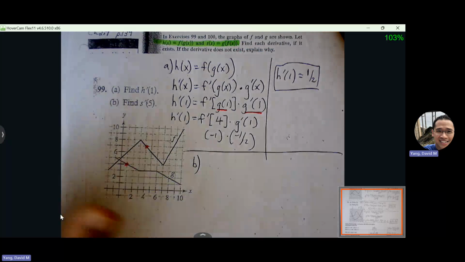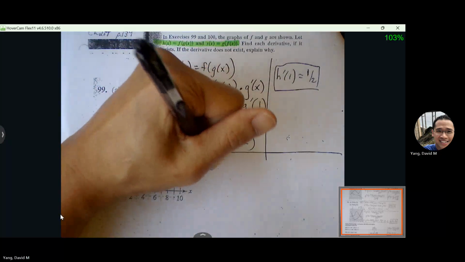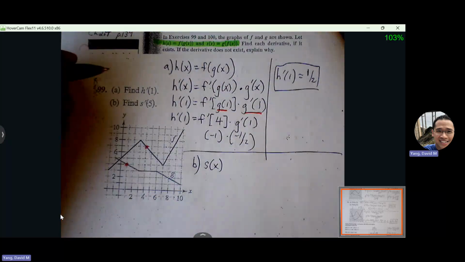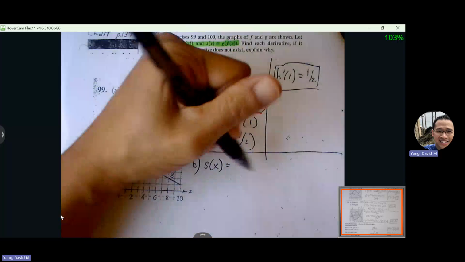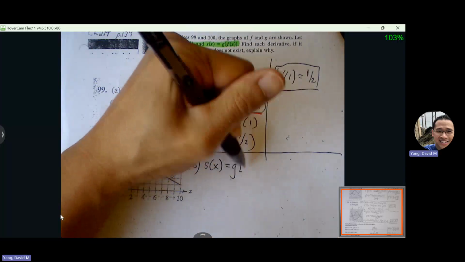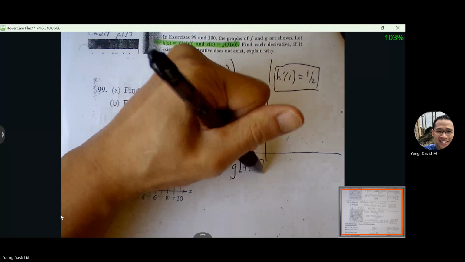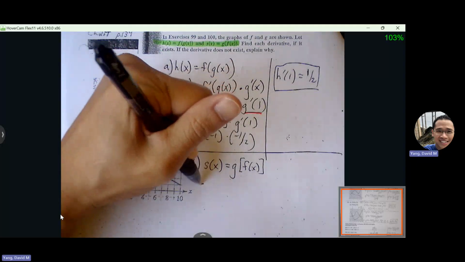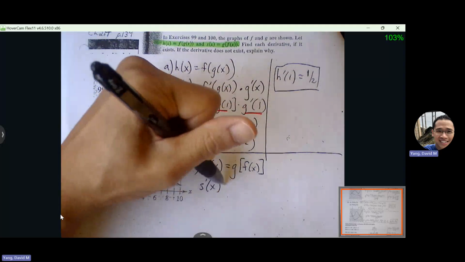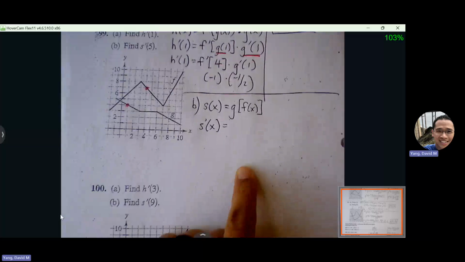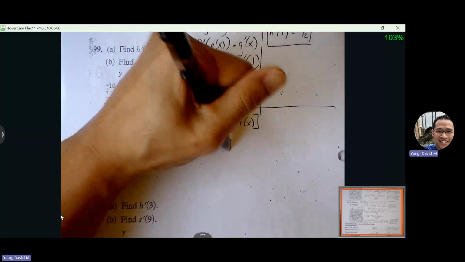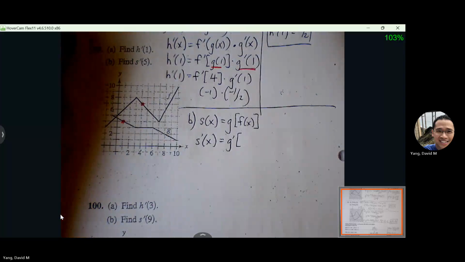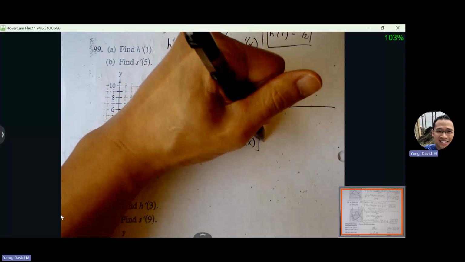Okay, so for part B, let me build out the derivative with you and then see if you can finish the rest on your own. S of x is defined as g of f of x. And hopefully we see that there's a need for chain rule. Let's find the derivative. Outside first. What's the outside's derivative? G prime of. Don't change the inside, right? We're not ready for that yet.